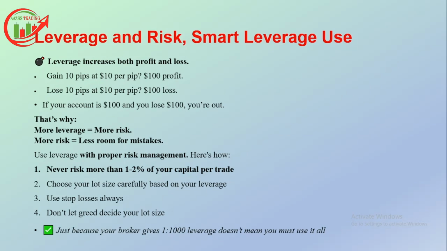So the first good example about risk management here is never risk more than 1 to 2% of your capital per trade. So when you have a $100 account, you want to risk 1% of it. Do not lose more than 1 to 2%. Do not risk more than 1 to 2% of your capital per trade. And you can do that.